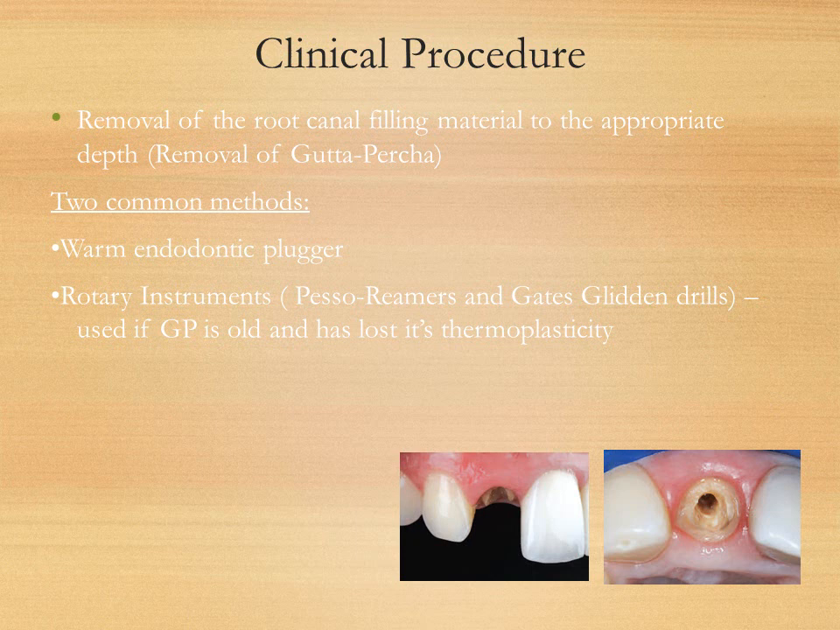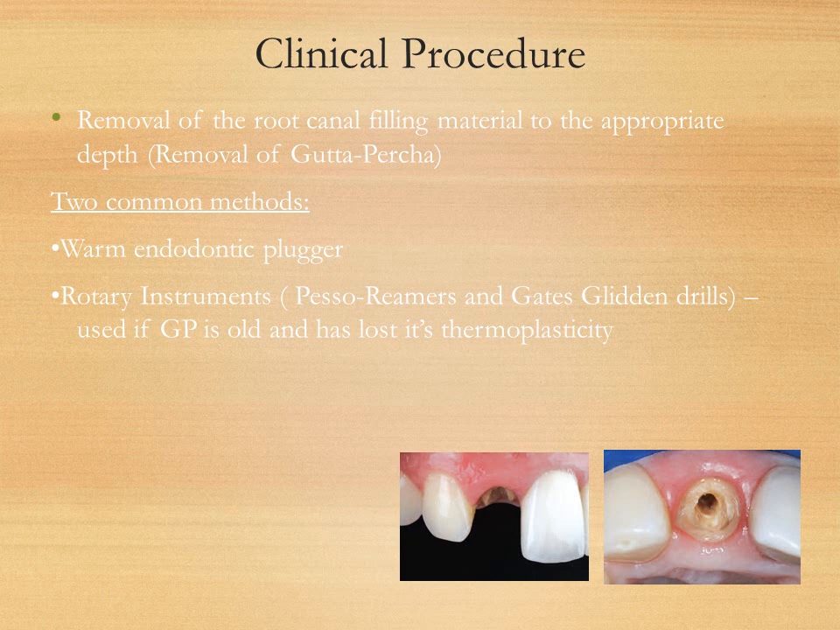Because of which nowadays everybody prefers to use the rotary instruments. Of course, in the beginning we had the Peeso reamers. We have them numbered from 1 to 6. They are also coded from 1 to 6 based on the tip diameter. And we no longer use the Gates Glidden for the post space preparation. They used to be used at one point of time, but then the Peeso reamers have captured the market because they make more sense.